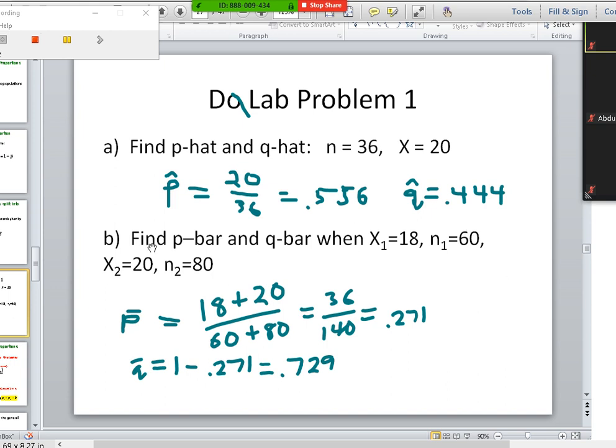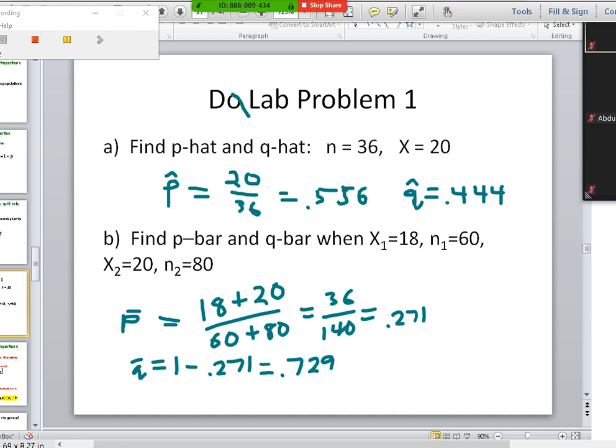And then b, find p bar and q bar when x1 is 18, n1 is 60, x2 is 20, n2 is 80. So my successes, my yeses, I have 18 plus 20 yeses out of 60 plus 80 people. So I have 36 over 140, which is 0.271. q bar would be 1 minus p bar. So 1 minus 0.271, 0.729.